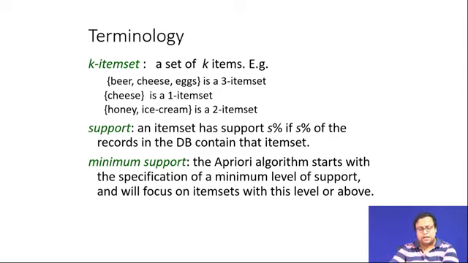And what is the minimum support? The Apriori algorithm starts with the specification of a minimum support. So, we do not use all item sets, we only use those item sets which have a minimum number of occurrences. Let us say my database is 20 million, and I am saying 1% should occur. That means basically 200,000 times that item set should occur.